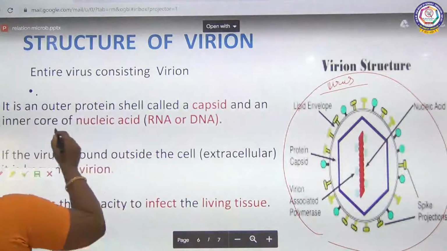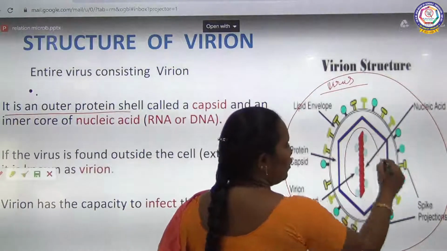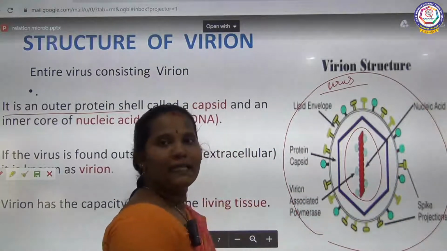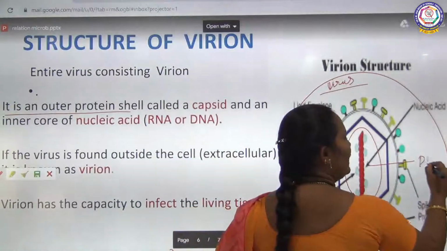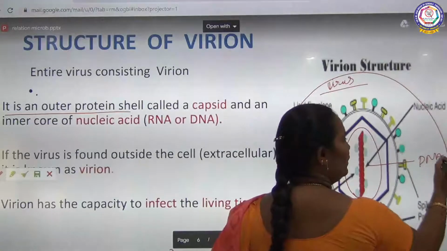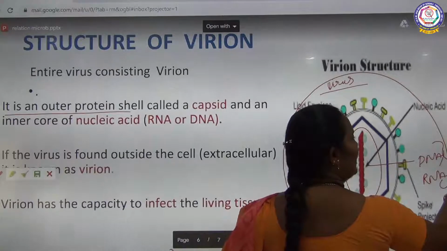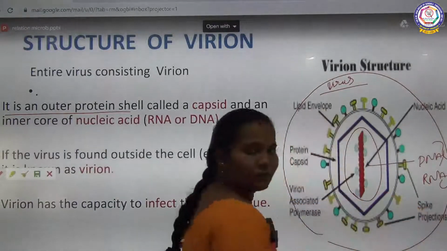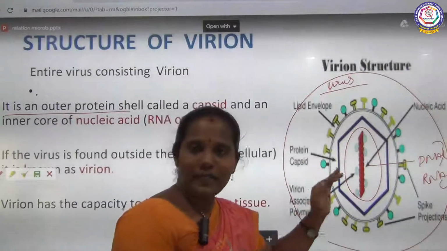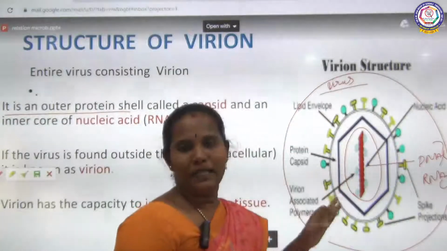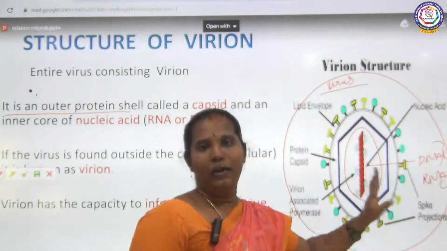The inner core is the genetic material. What is the genetic material? DNA or RNA. It is called the core particle. Core means genetic particle, in the center. The genetic material is present in the core particle, and it is either RNA or DNA.